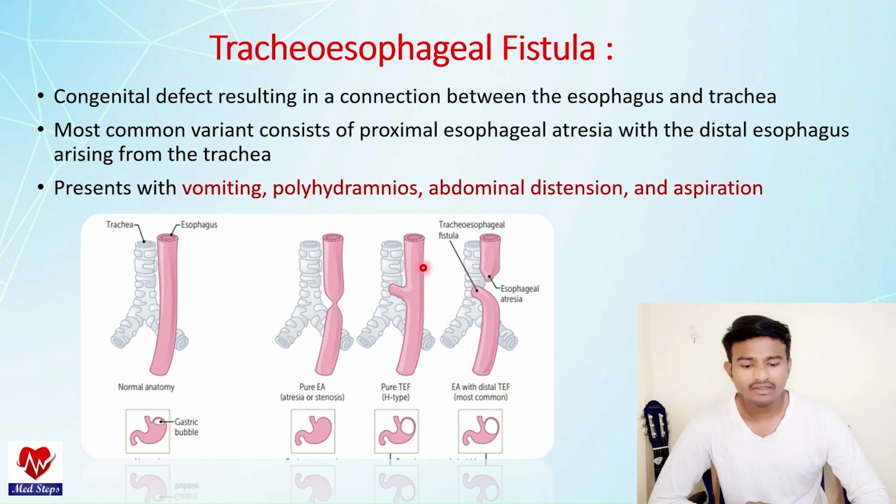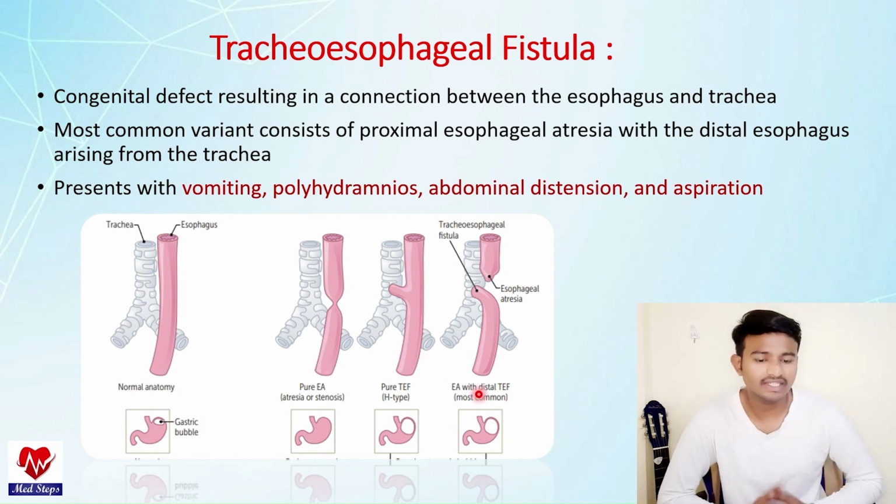In the second one, you are seeing pure tracheoesophageal fistula. This will be in H-type. In this defect, what will happen? After food passes into the esophagus, that food will enter the trachea. Because of this malformation, you will get an aspiration problem. Next, this is the most common. If you go to a hospital, you will see 85% of cases are of this type.